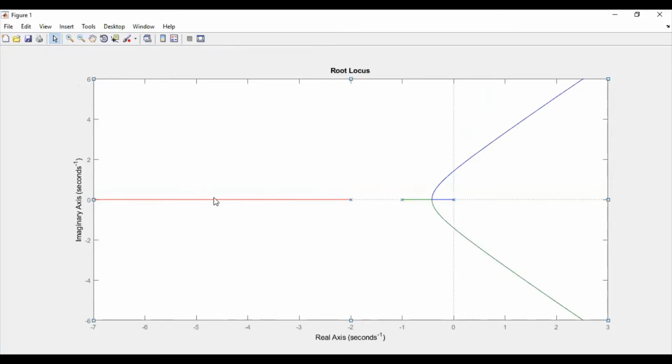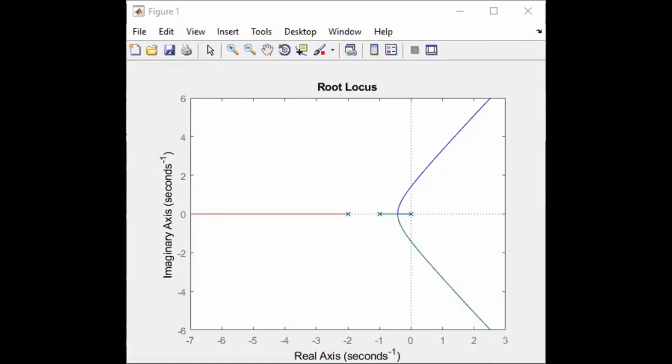Why is it selecting all other points? I don't know. So this is the breakaway. It is not displaying the value. Let me run the program again. Okay, now it is clear.